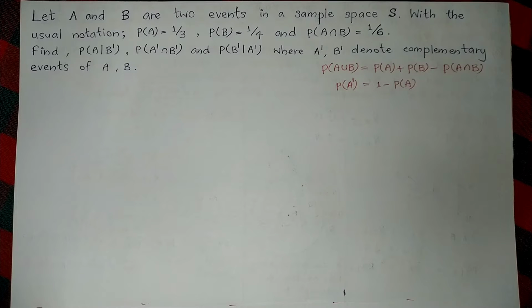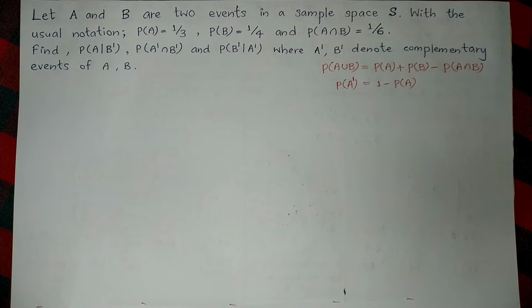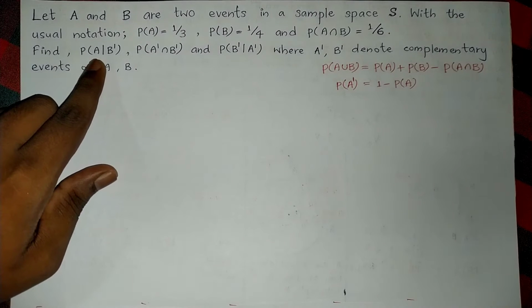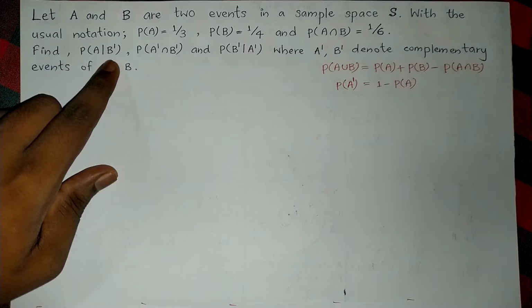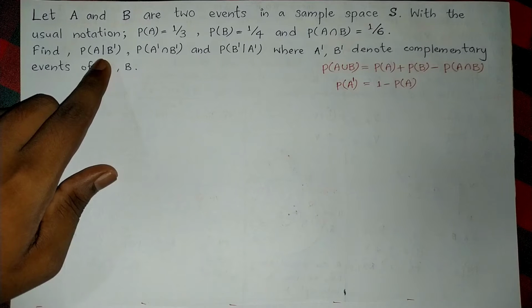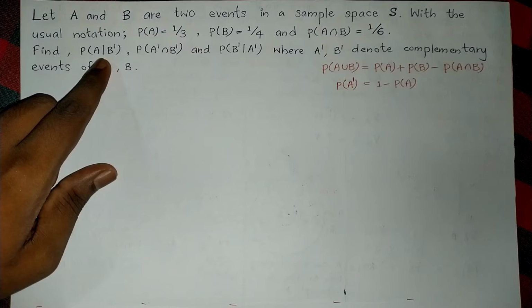Let A and B be two events in a sample space S with the usual notation. P(A) equals 1/3, P(B) equals 1/4, P(A intersect B) is 1/6. We have to find P(A given B dash). So this is from conditional probability theory.